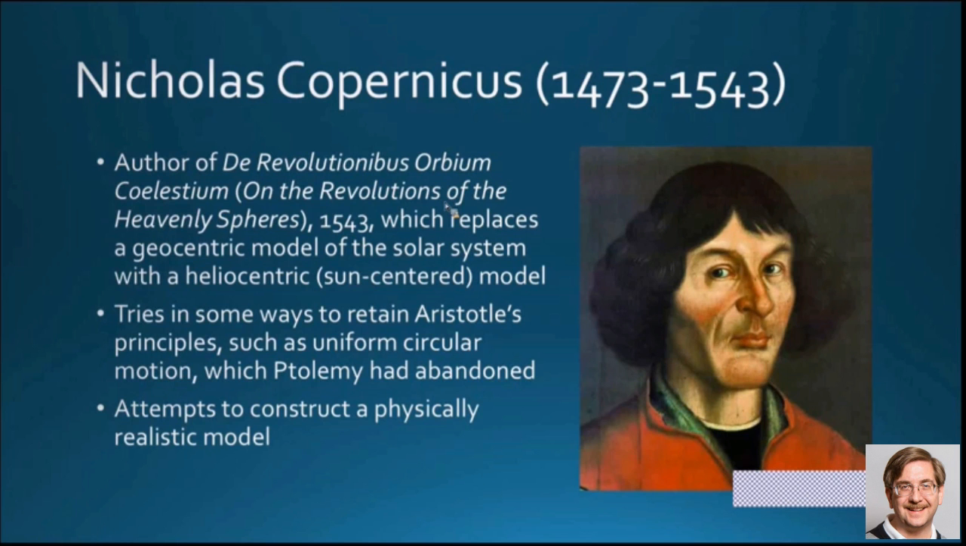Next up, we're going to jump forward in time. There are many other interesting figures in between, but we are going to come to Nicholas Copernicus. He was a Polish canon in the Catholic Church. If you look carefully at his dates, you'll notice that he died in 1543. He's almost an exact contemporary of Martin Luther. We'll talk more about Luther in a little while.